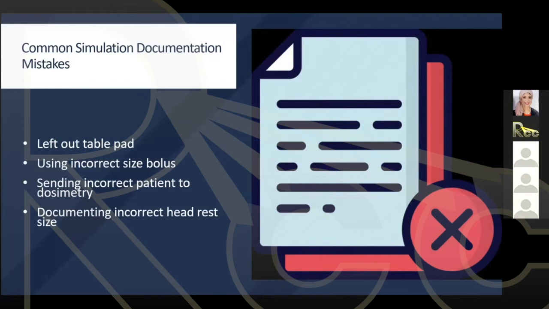Sending the incorrect patient to dosimetry. So you want to be 100% certain that the information you're sending to your dosimetry department is accurate and that you have the correct patient documented. You don't want to make a treatment plan for a patient that doesn't need it, essentially. Documenting incorrect headrest size. Just once again, any device that goes into the CT simulation has to be documented correctly so that the patient, when it comes to treatment, is set up correctly and treated correctly every single day.